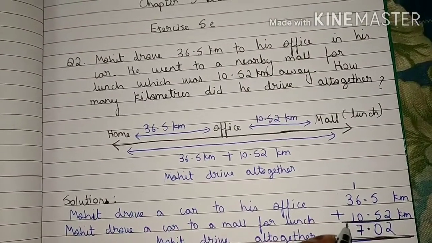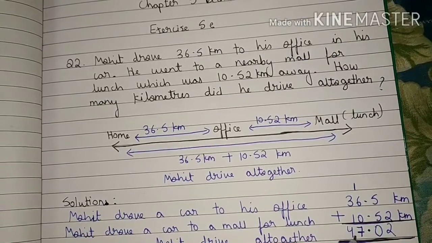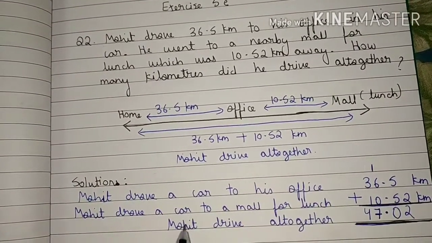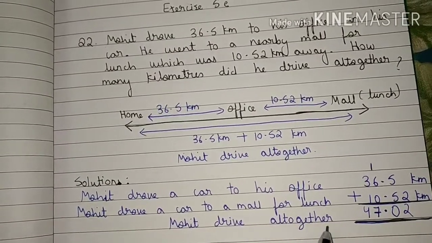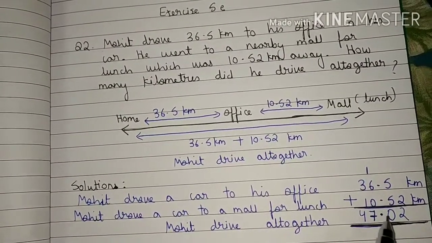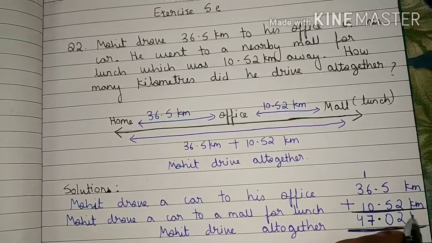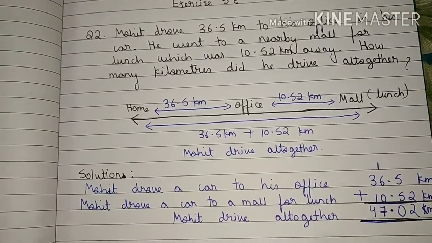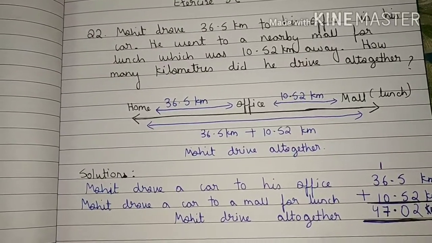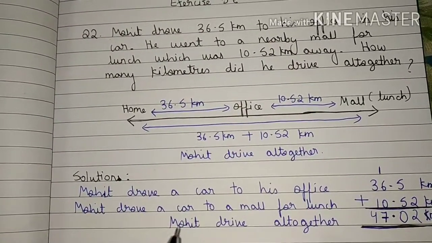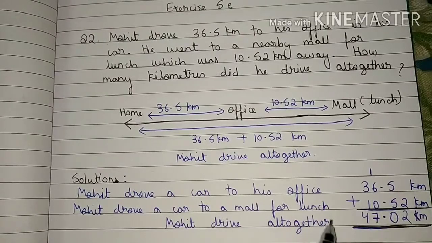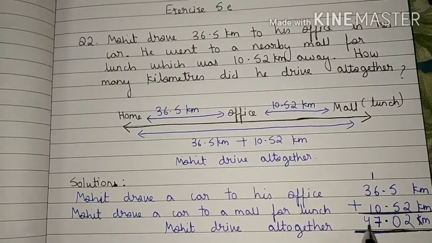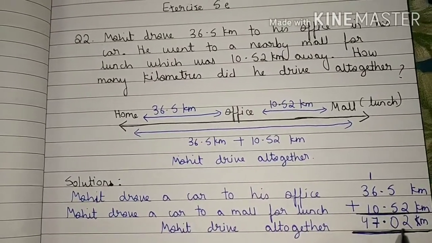3 plus 1 is equal to 4. So Mohit drove altogether a car 47.02 km. So the total kilometers Mohit drove a car is 47.02 km. Students, this is your answer.